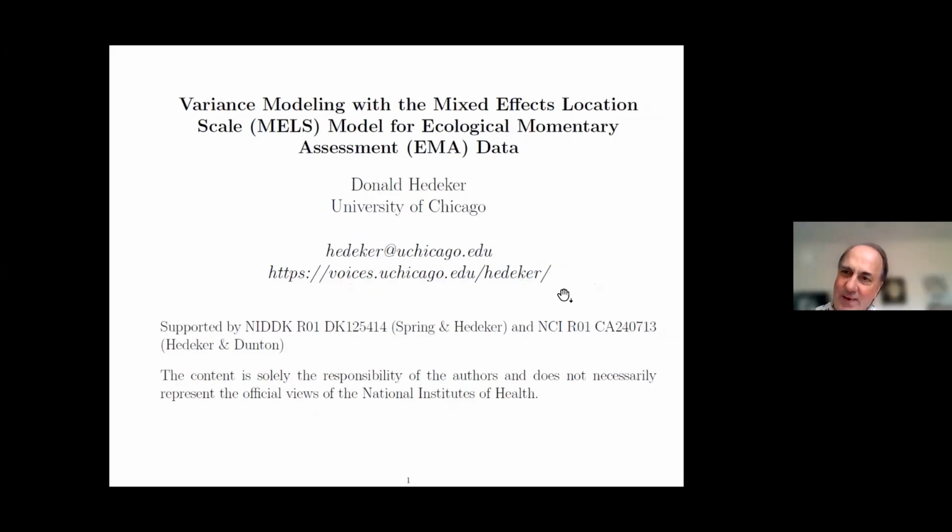That photo is from 30 years ago, and what I look like now is what happened because of what I'm going to talk about to you today: the statistical modeling. I'll focus on intensive longitudinal data, which is sometimes called ecological momentary assessment data, and in particular how this helps us to model not just the mean structure but the variance structure in a class of models known as mixed effects location scale models.